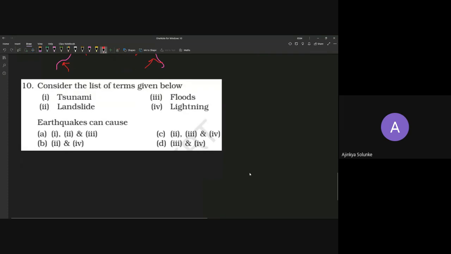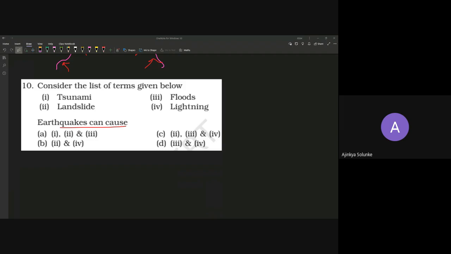Okay, so they are just giving you options. Consider the list of terms given below. Earthquakes can cause what? They have given you options. Just look over the options, and there are multiple options which are possible.